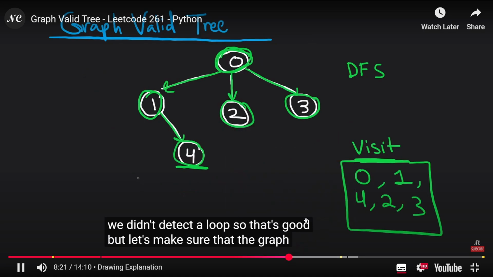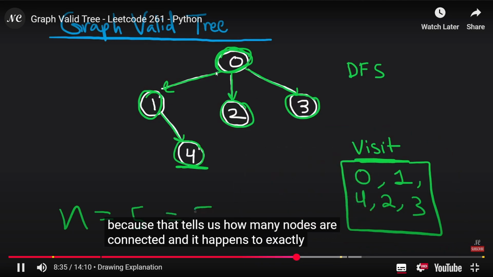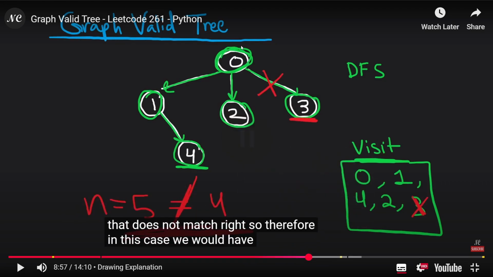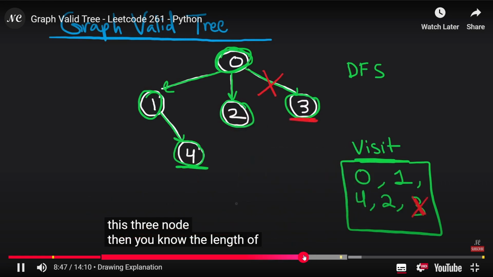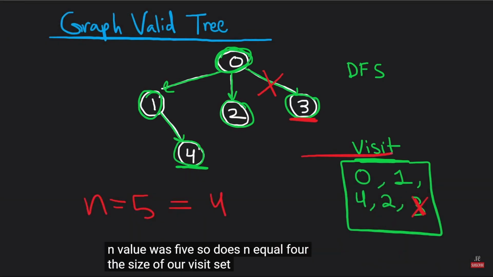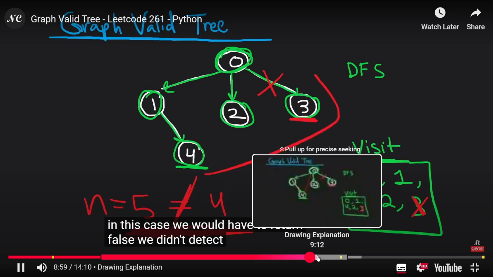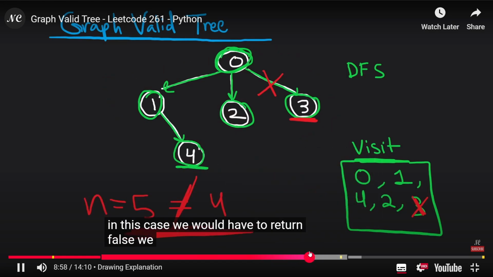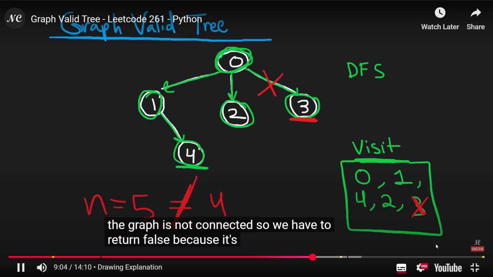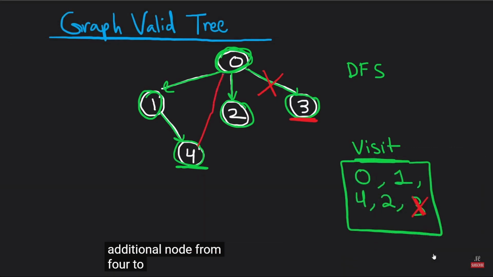But let's make sure that the graph is connected. So the number of input nodes is exactly 5, right? So in this case, the length of our set would have been 4, but the n value was 5. So does n equal 4, the size of our visit set? No, that does not match, right? So therefore, in this case, we would have to return false. We didn't detect a loop, but the graph is not connected, so we have to return false because it's not a valid tree.